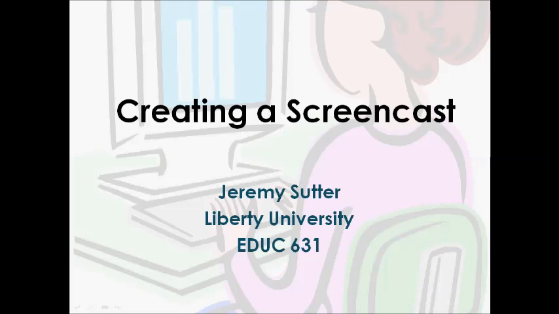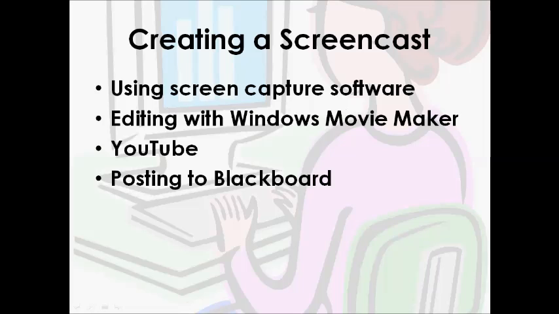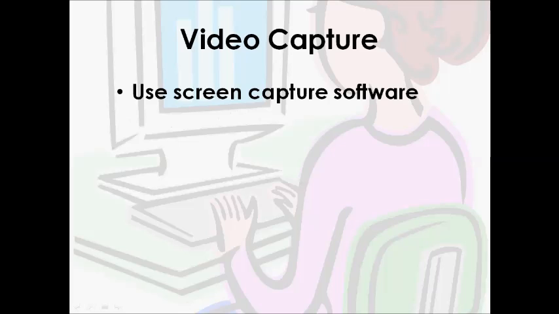In this lesson, we'll be looking at how to create a screencast. Doing that, we'll be looking at screen capture software, editing our videos with Windows Movie Maker, posting the video to YouTube, and then posting it to Blackboard so the class can view it. First, we'll do our video capture using screen capture software.